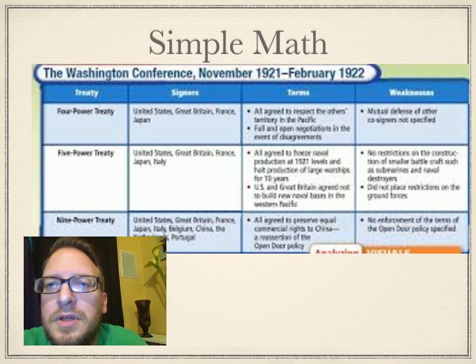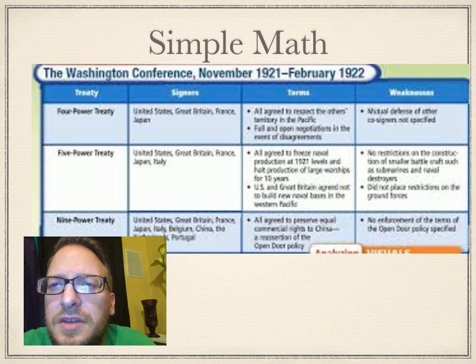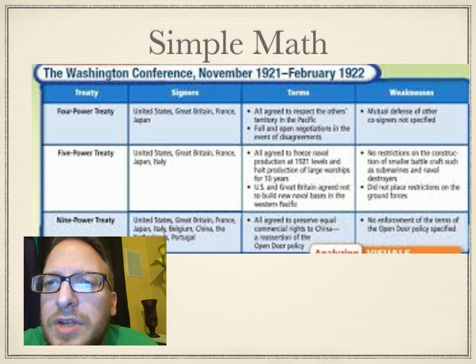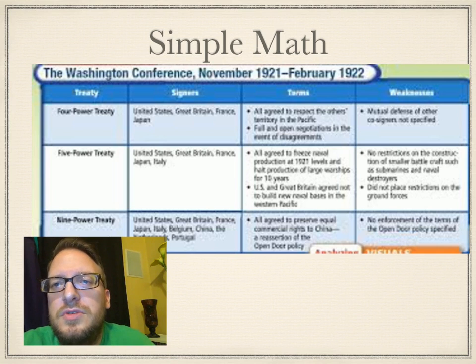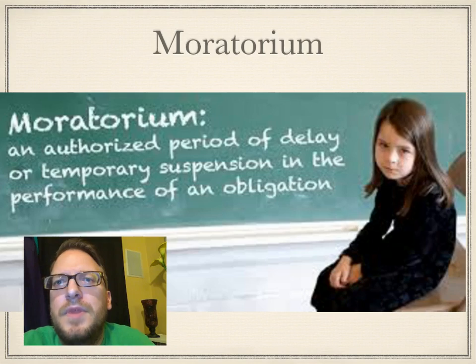Now this was a big one because it basically said that we're not going to build new naval bases in the Western Pacific. And we're also going to stop large warships. Now that was the big one there, okay? And lastly, the 9-power treaty. Every country at the Washington Naval Conference agreed to leave China alone. Extension of the open door policy, okay?